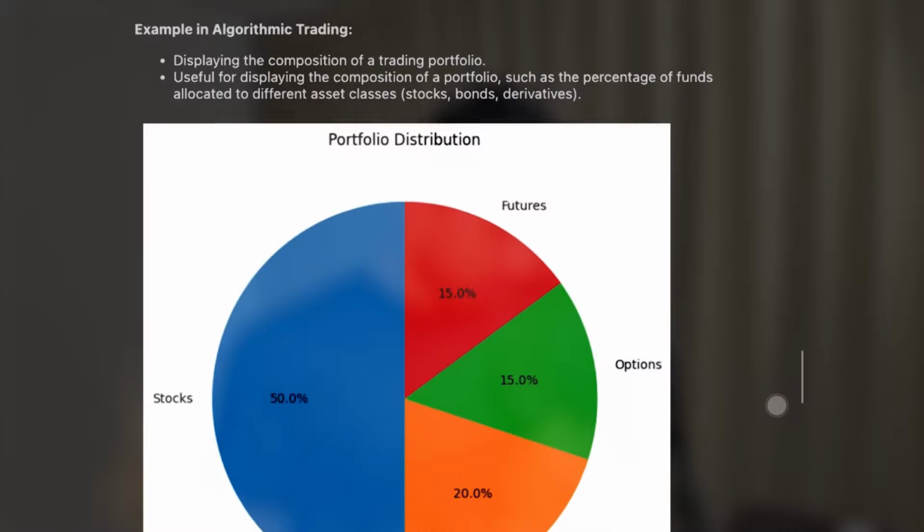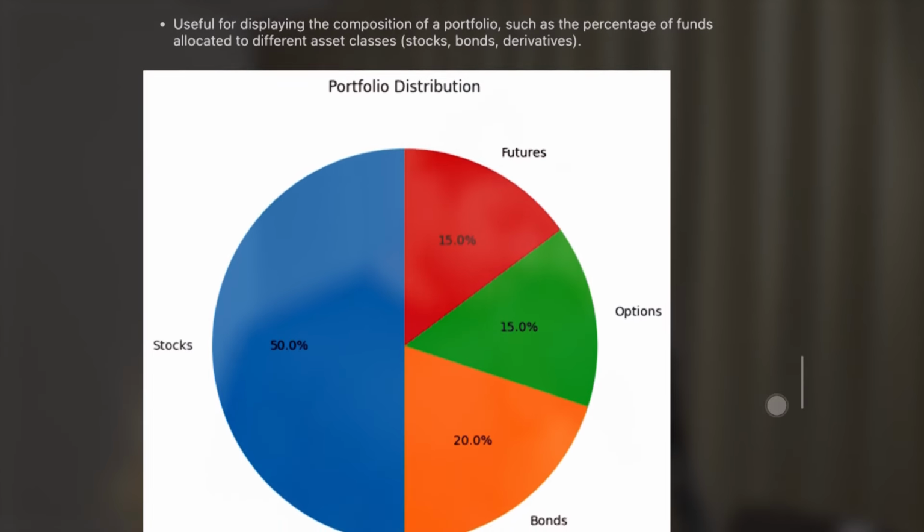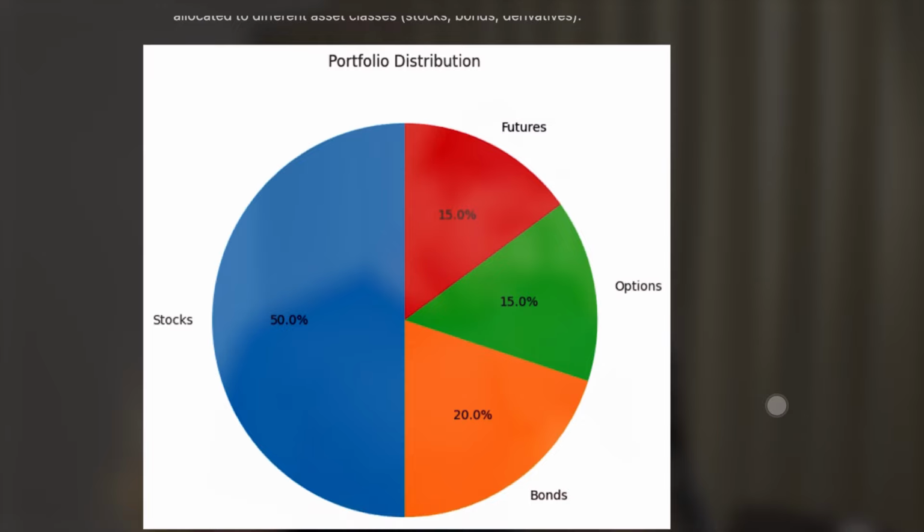So let's look at some examples. You can see here it is the composition of a trading portfolio in which the stocks are 50%, then the futures, the options, the bonds, right? So generally it is used on a single column of data.